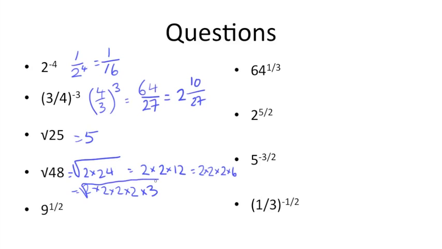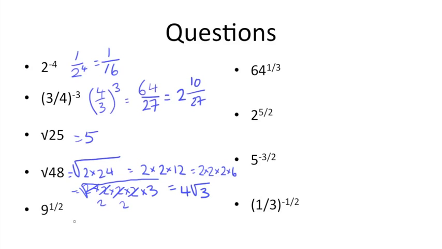Square root of that. Now what we can do is take pairs and bring them outside. So we have one pairing of 2, and we have another pairing of 2, which means we can bring 2 and 2 to the outside. 2 times 2 is 4, and the square root of 3. So the square root of 48 simplifies to 4 the square root of 3.